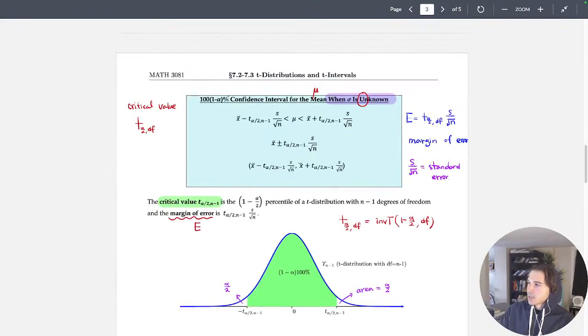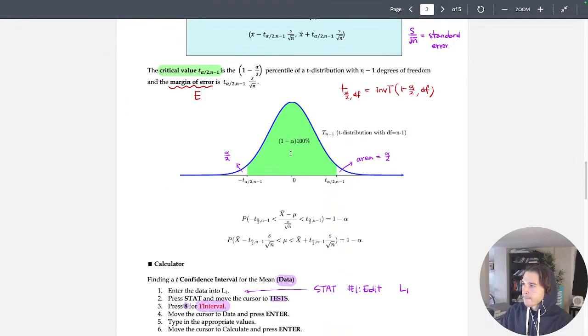And the confidence interval for the mean when the population standard deviation is unknown, your margin of error is just going to be this T alpha over 2 df times s over square root of n. Not sigma, it's the sample standard deviation. But yeah, you're just doing this. This is your new margin of error now. And the critical value, yep.